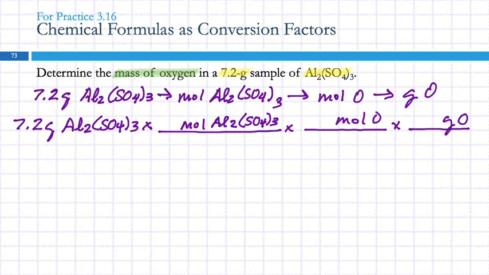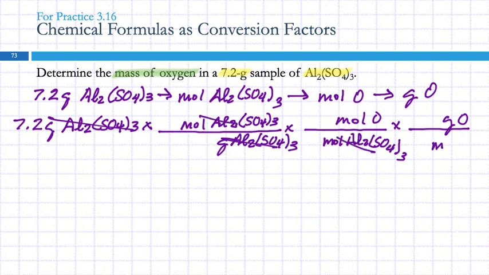And then I bring these units down below. So grams of aluminum sulfate cancel grams of aluminum sulfate. Didn't leave enough space. Oh well. I'll just kind of make it come down here. And this is going to be moles of oxygen.